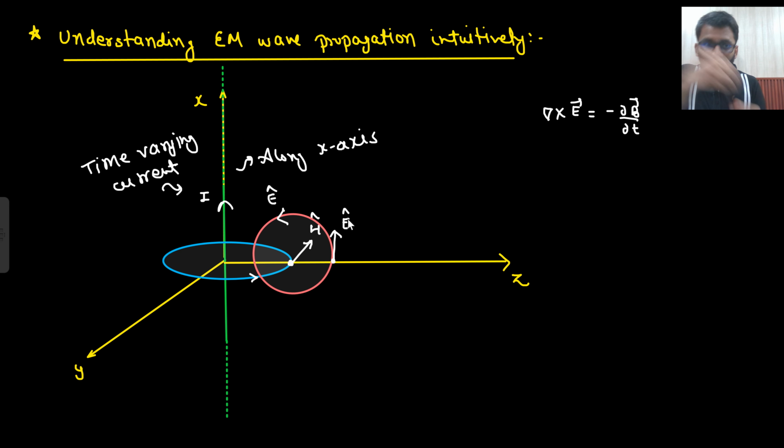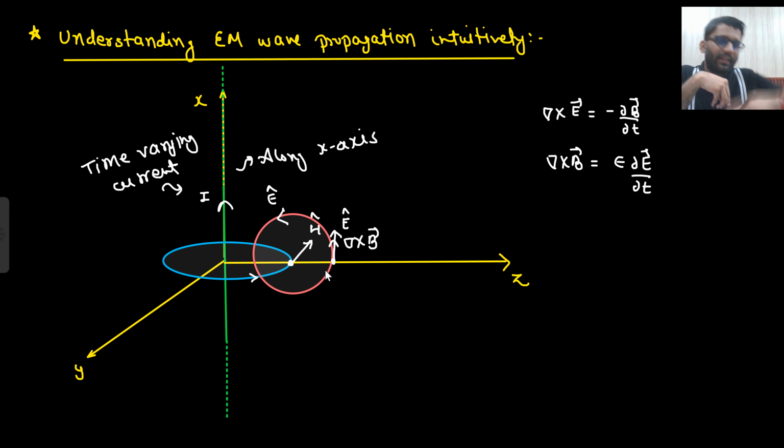So if I know the direction of E, then what do I know? Del cross B is equals to epsilon del E by del T. So if I know the direction of del E by del T, then what will be the direction of del cross B? This will be the direction of del cross B. At this point, this is the direction of del cross B. If you know the direction of del cross B, then what will be the direction of B? In the plane perpendicular to del cross B.